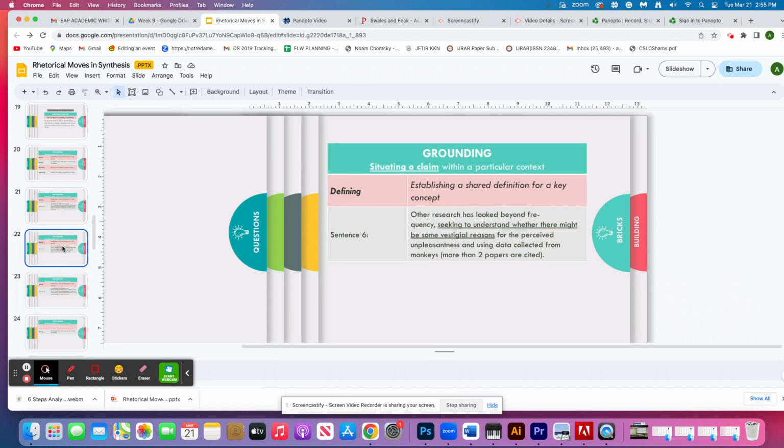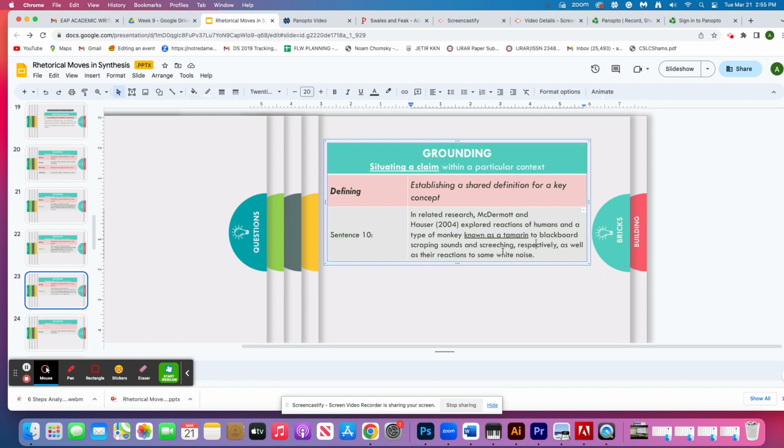First frequency, and then talked about vestigial reasons, and then this is about something else, screeching to blackboard, respectively, with reactions to some white noise. So it's the lead, the way we understand in the 6 steps, lead. So in those leads, we have different opinions that are defined and shared. So that's what defining stage is, establishing a shared definition for a key concept. The key concept is unpleasant sound in acoustic environment, and multiple definitions or shared definitions established in those sentences.